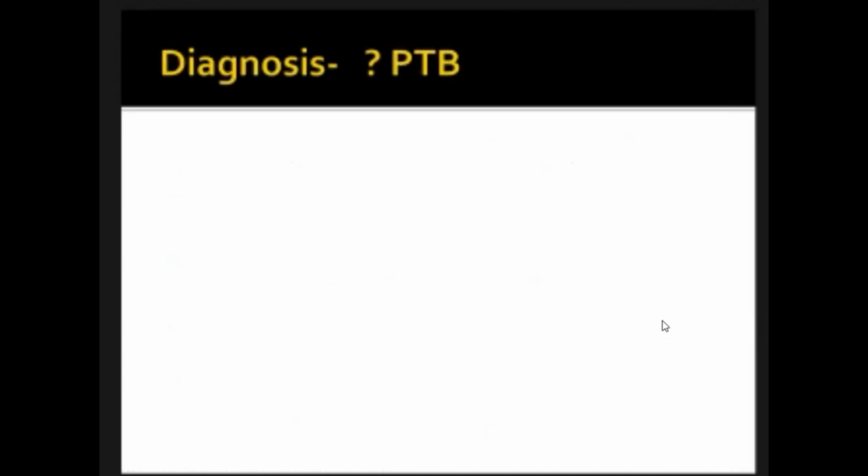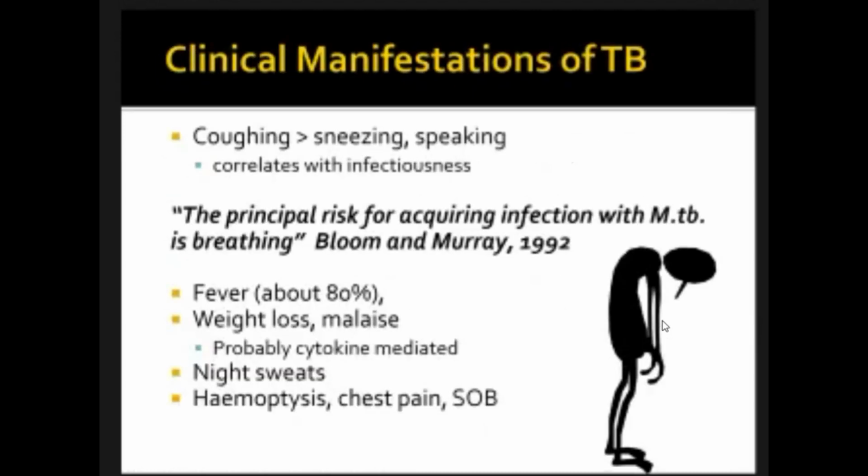So with this scenario, we are thinking of TB. What are the clinical manifestations of TB? Cough is one of the major symptoms of TB, but of course, fever is quite common in them. Sometimes you get a high fever, but in the majority, you get a mild fever, night sweats, weight loss, malaise, and these are probably cytokine related. And you get profuse sweating in some patients, and night sweats are quite common. Hemoptysis, chest pain, and shortness of breath are also quite common symptoms. Think of these, and you think of TB.